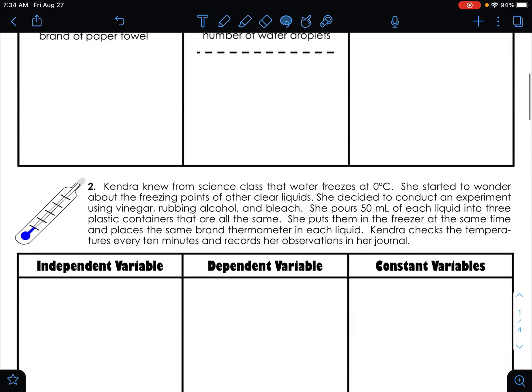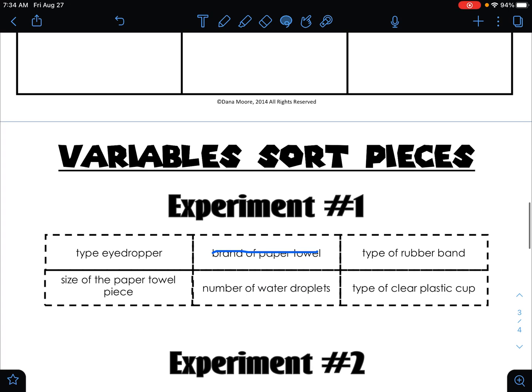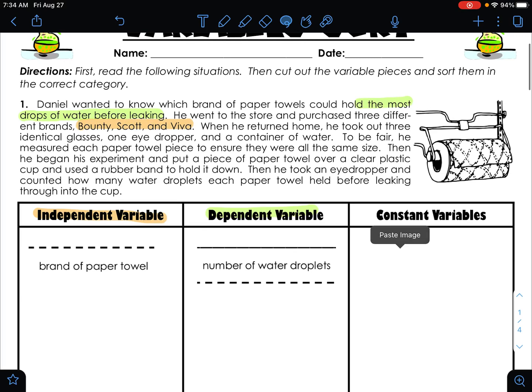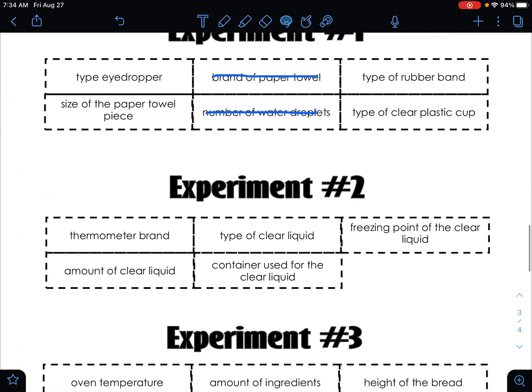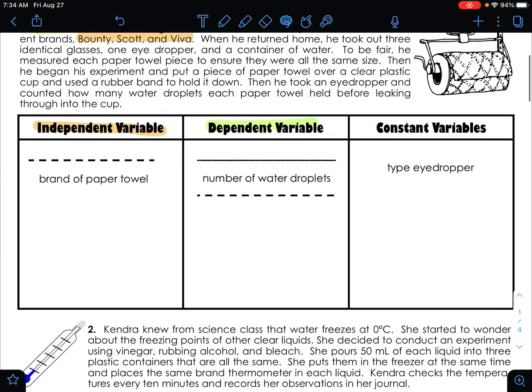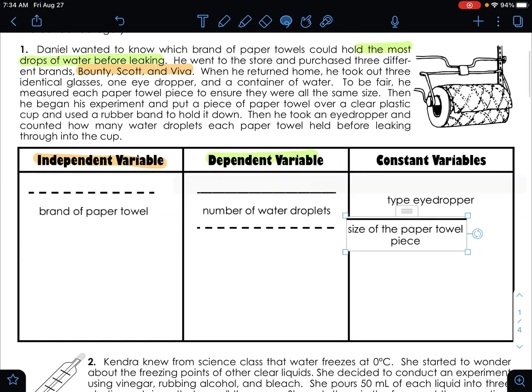All right, so let's come down and take a look at everything else that has to stay the same. All right, we have to use the same dropper, because different droppers are going to have different size of droplets that come out. All right, so that has to stay the same. What else has to stay the same is the size of the paper towel piece, because we can't have one that's really big or doubled over or anything like that. It's got to be the same.